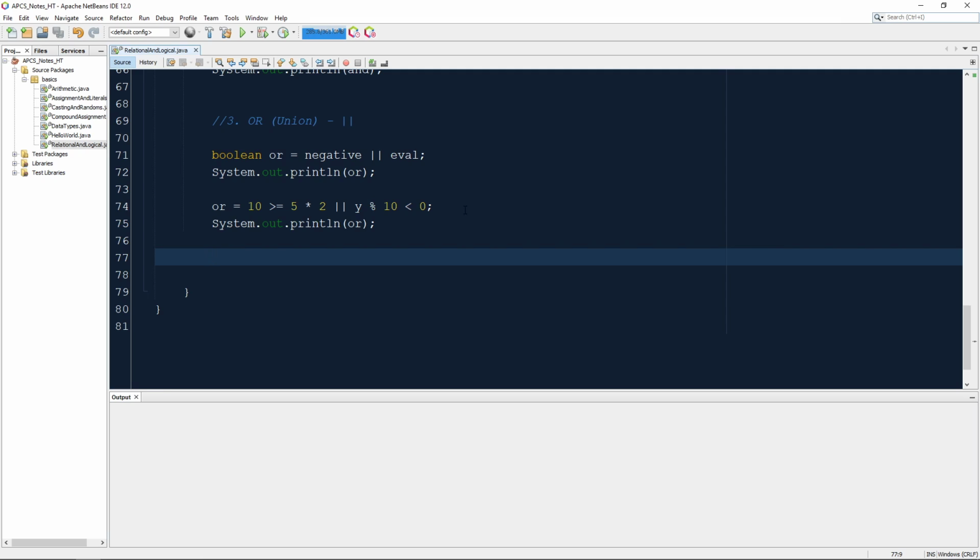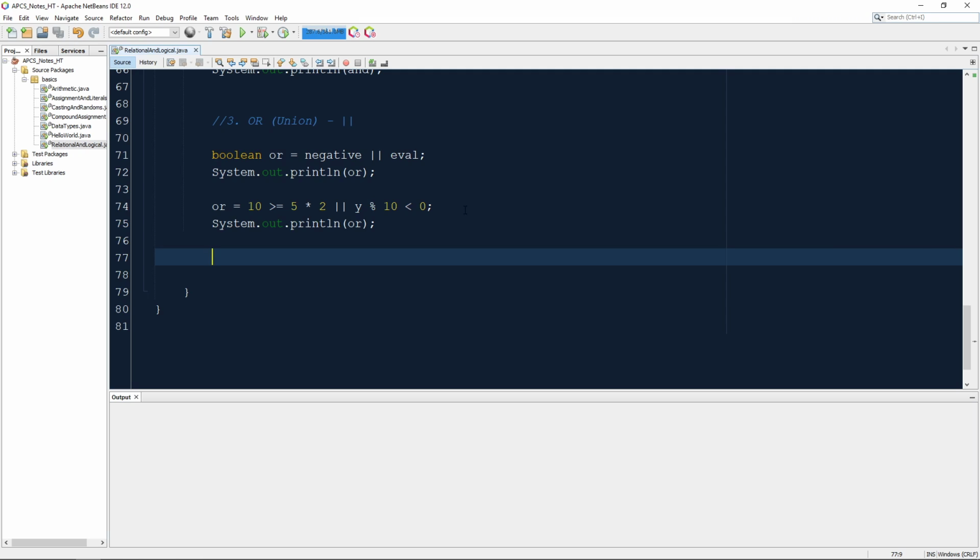In this video we're going to continue with our relational operators and logical operators and the combination of them, because we can make complex Boolean statements that evaluate many different facts together and result in one final Boolean value. And as we move forward, we're going to see this becomes more and more valuable to our programming.